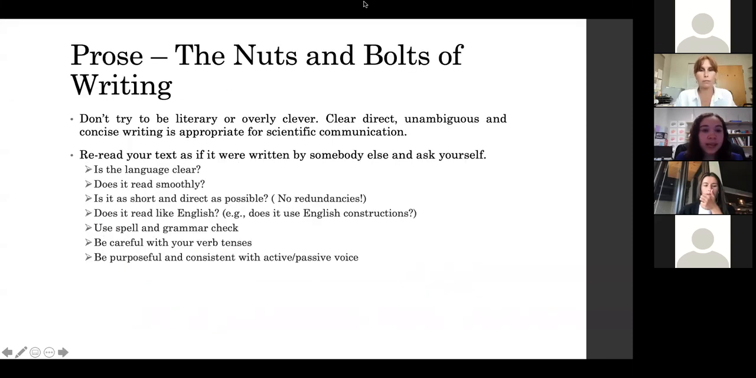Okay. So now we have an idea of the components of your abstract and their structure. And once you have that, you will get into the nuts and bolts of how to write this abstract. So again, the key here is really clear, direct, unambiguous writing, which is appropriate for scientific communication.